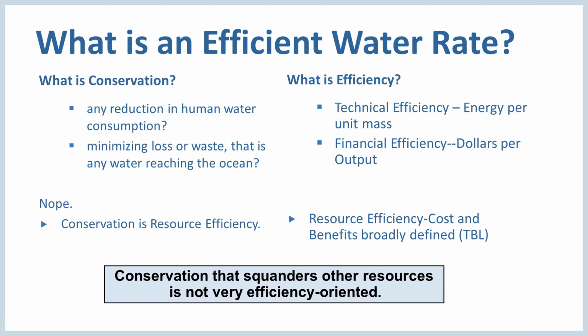So what is efficiency then? There are also simplistic definitions there. I list a technical definition as you'd use with a pump, or financial efficiency. Again, resource efficiency is cost and benefits more broadly defined, and TBL stands for a triple bottom line, not just the financial books, but also cost and benefits to society and to the environment. So conservation that squanders other resources is not very efficiency oriented. Next slide.